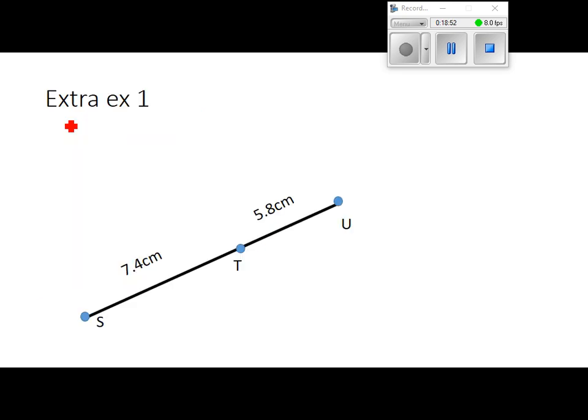Next one, extra example 1. Close that out and go back, go to extra example 1.